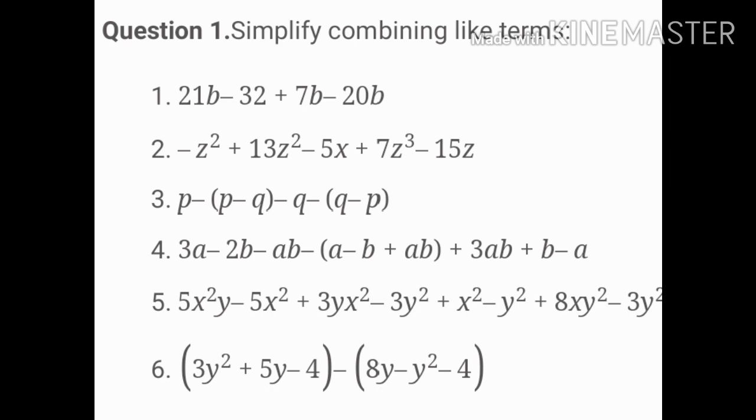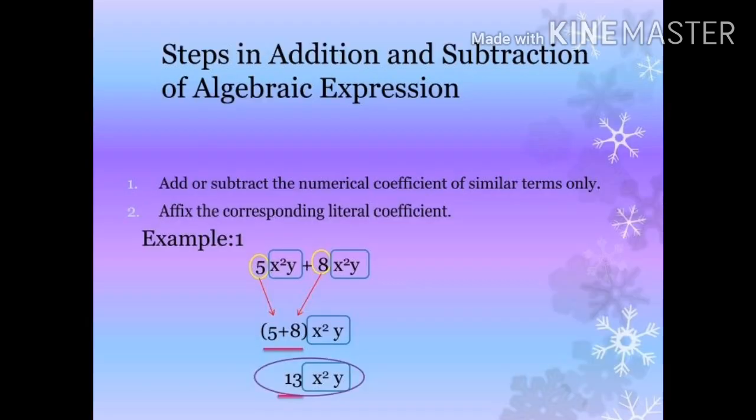Before the discussion of these questions, let us see how to add and subtract algebraic expressions. First step in the addition or subtraction: add or subtract the numerical coefficients of similar terms only, which means we are going to regroup the terms into like and unlike terms, and then do the calculation. Step 2, affix the corresponding literal coefficient.